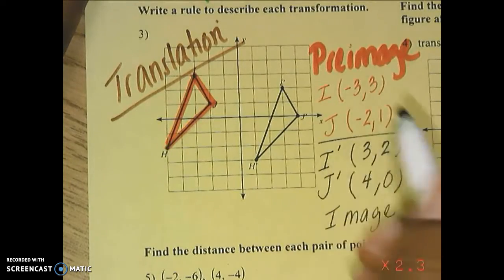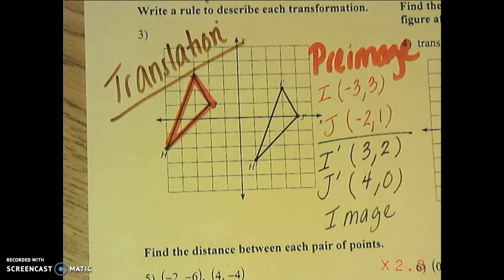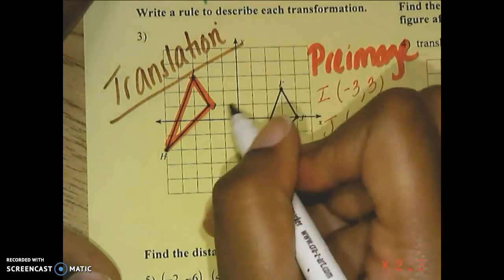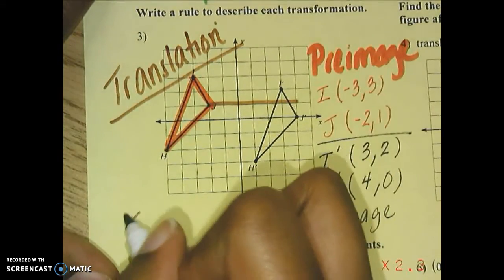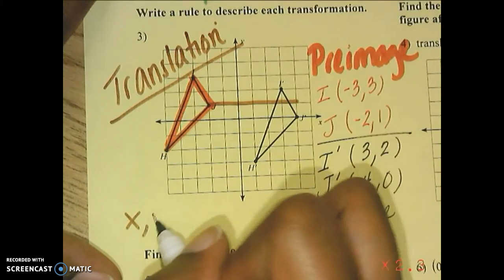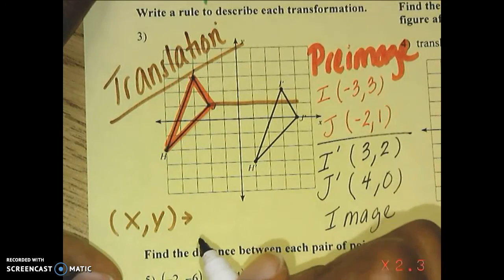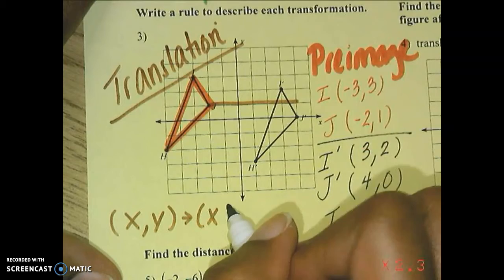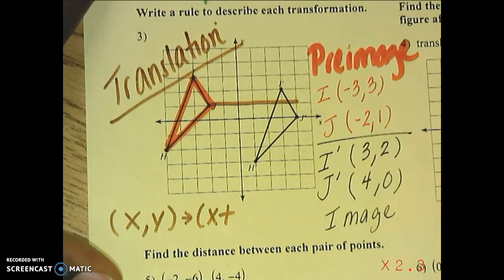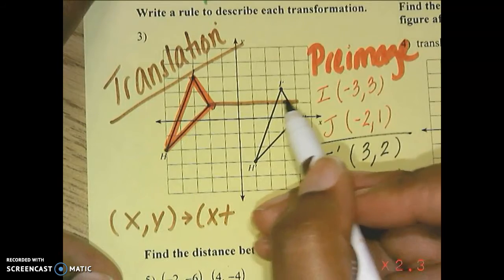So for J, I know, whoops, I don't know what happened to my pen. Sorry about that. Anyway, for J, I know that I'm going to the right. And because I know I'm going to the right, every translation rule must start with every X and every Y. This tells us if we have an X and a Y, then what's going to happen? Since I'm going to the right, I know that it's going to be X plus. If I was going to the left, it would be X minus. So it's X plus 1, 2, 3, 4, 5, 6.